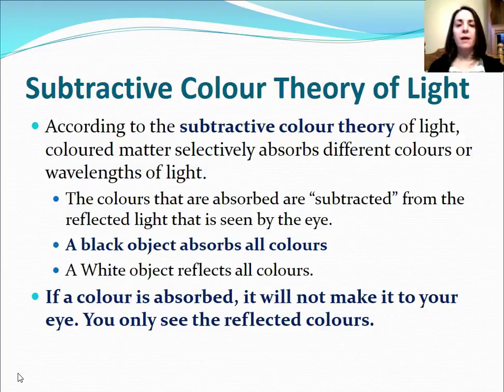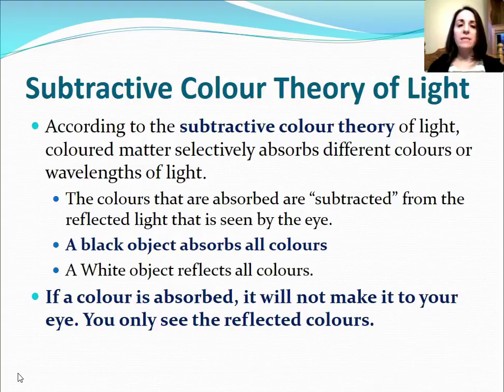So like I said, the subtractive color theory says that colored objects will selectively absorb and selectively reflect different colors or wavelengths of light. So the colors that are absorbed by the object are actually subtracted from the reflected light that is seen by the eye. So it's subtracted from the white light. It's subtracted from what is going to reach your eye. And so again, if a color is absorbed, it's not going to make it to your eye. You only see the reflected colors that will make it to your eye.